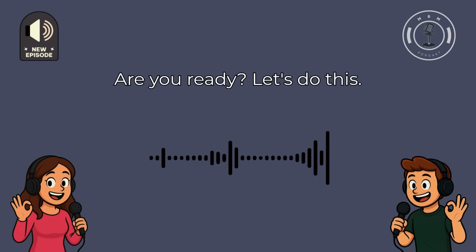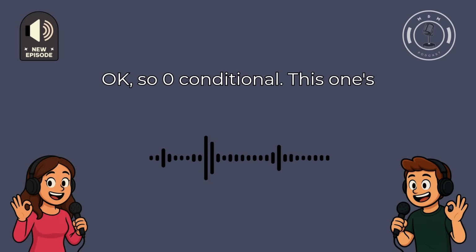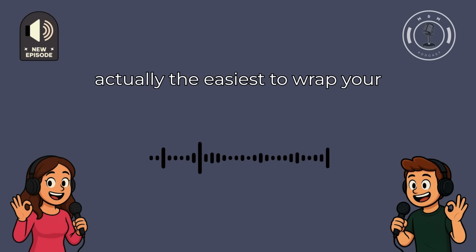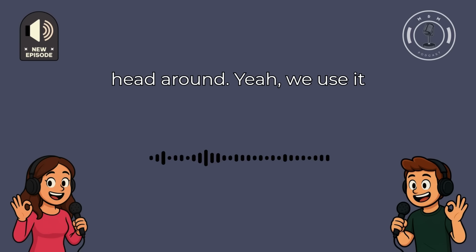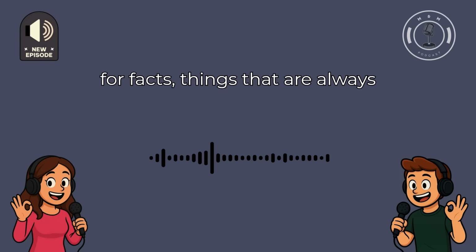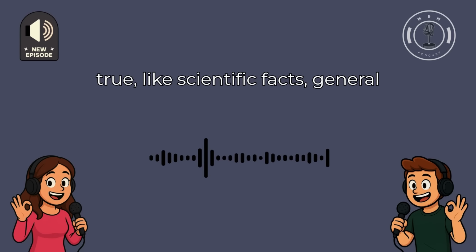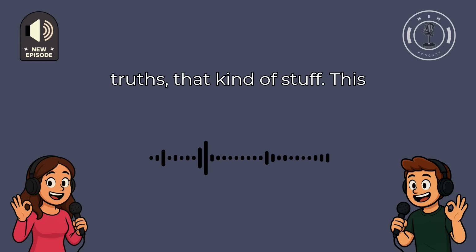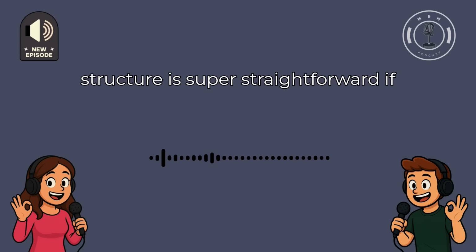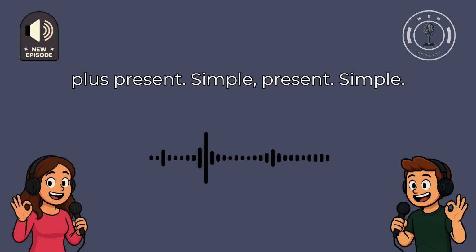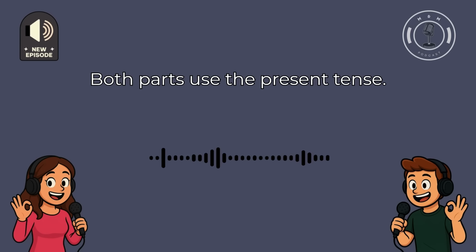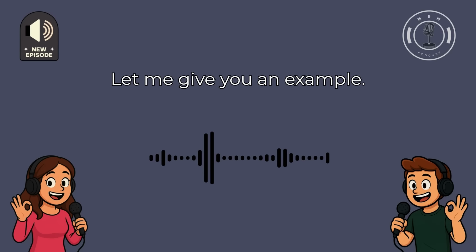Let's do this. Okay, so zero conditional. This one's actually the easiest to wrap your head around. Yeah, we use it for facts. Things that are always true, like scientific facts, general truths, that kind of stuff. The structure is super straightforward. If plus present simple, both parts use the present tense. Let me give you an example.